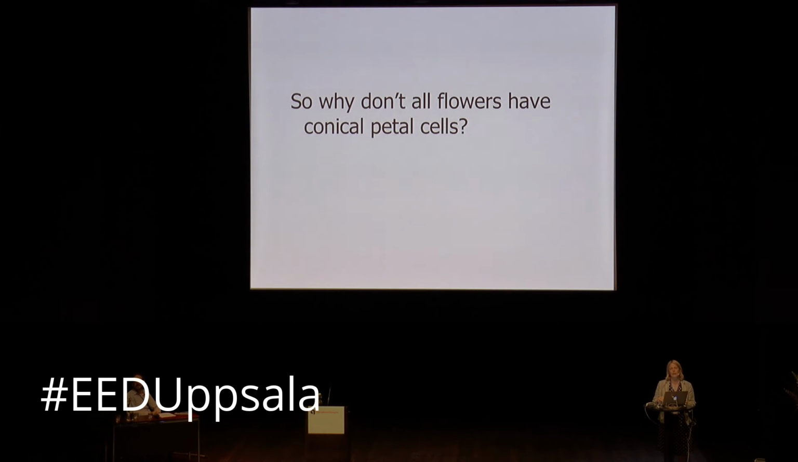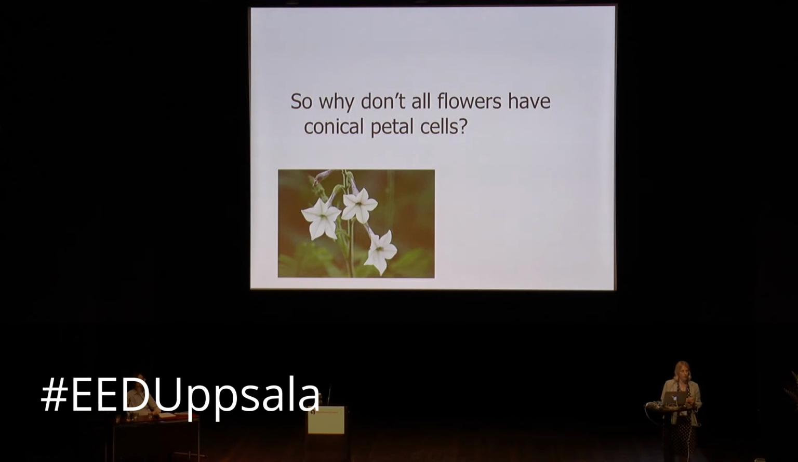One part of the answer is that if you switch pollinator type, then maybe conical cells aren't quite so useful. So for instance, in Nicotiana, the tobacco genus, there are at least two independent losses of the conical cell form associated with a shift to pollination by hawk moths. And of course, they don't land. They hover when they're feeding, and so grip probably isn't as important to them.